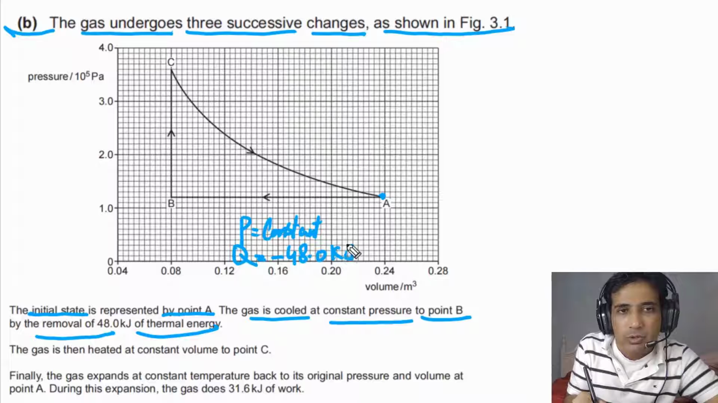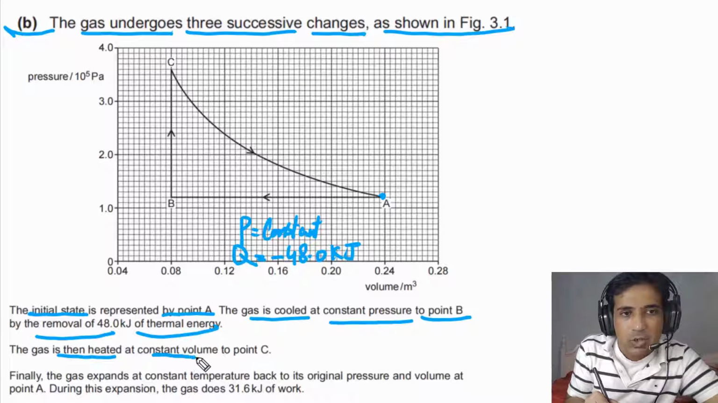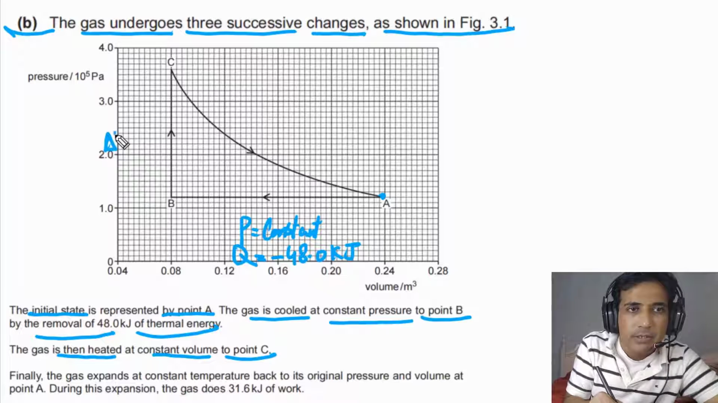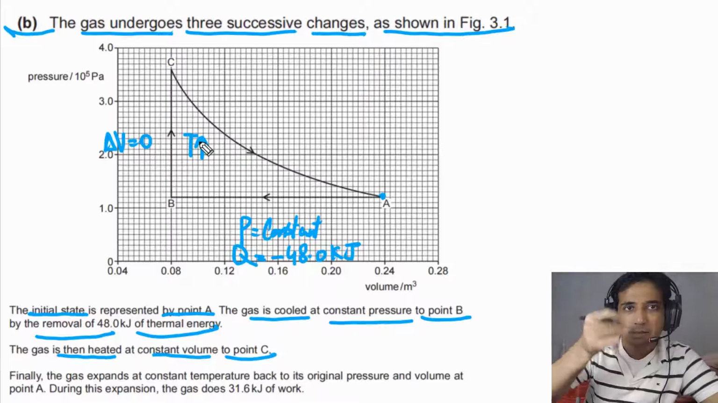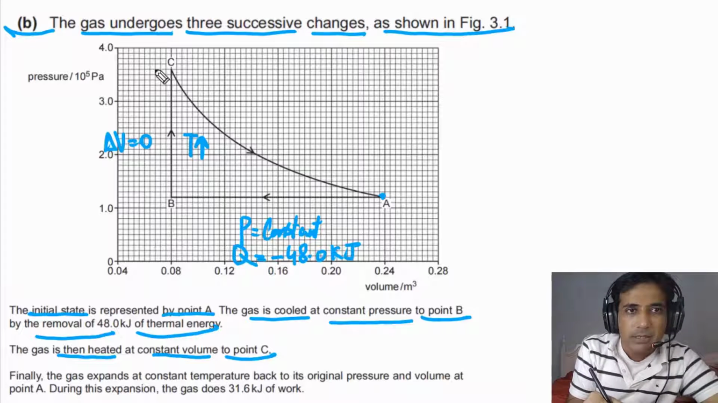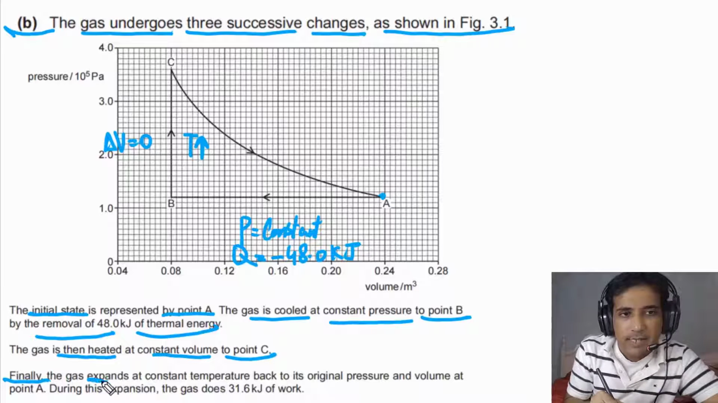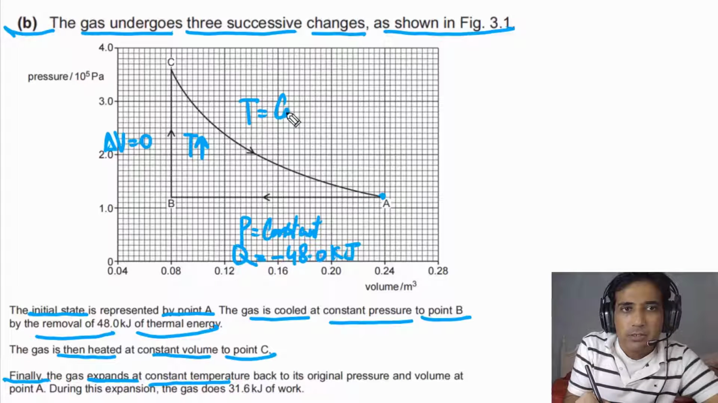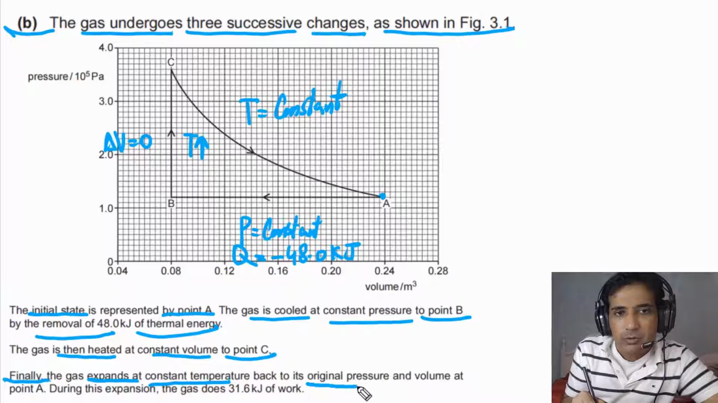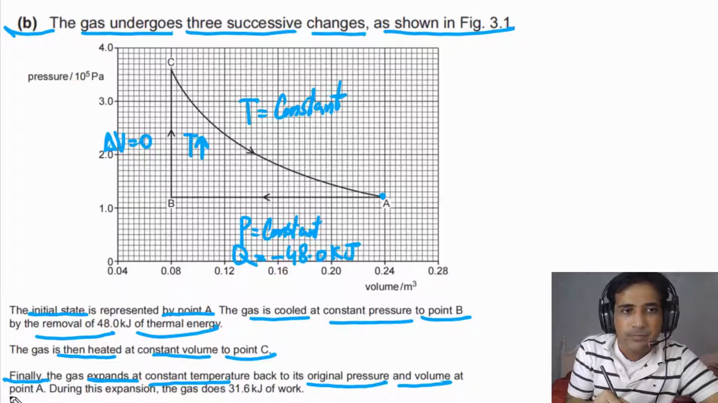The gas is then heated at constant volume to point C. So volume here, delta V is equal to 0. So the change in volume is equal to 0. But temperature of the gas is increasing because gas is heated at constant volume. P is increasing, so temperature is increasing because V is constant. Finally, the gas expands at constant temperature. Very important. Temperature here is constant, so we can simply write down temperature here is constant. Back to its original pressure and volume at point A.